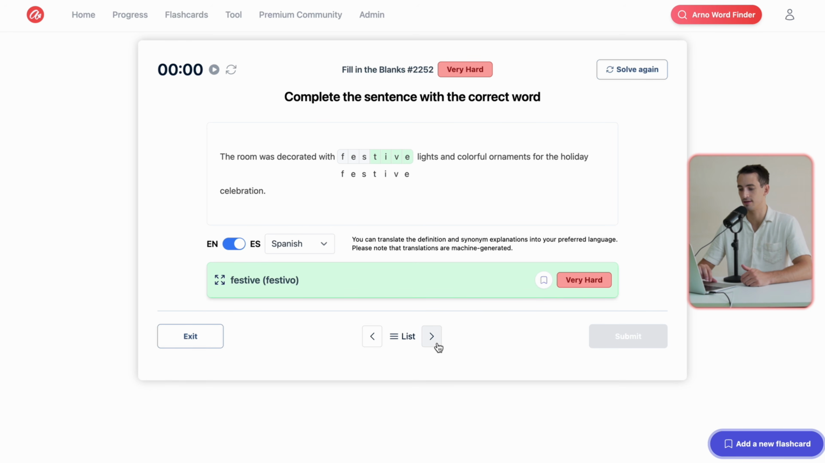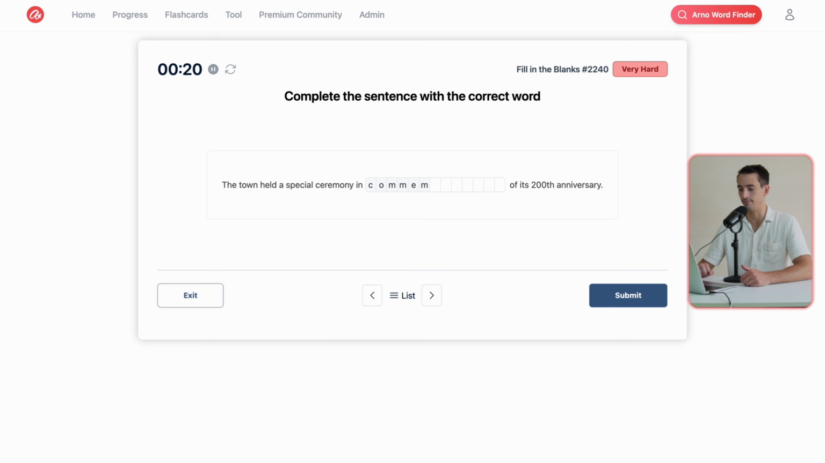Okay, next question. The town held a special ceremony in COMMEM blank, blank, blank, blank, blank, blank, blank of its 200th anniversary.